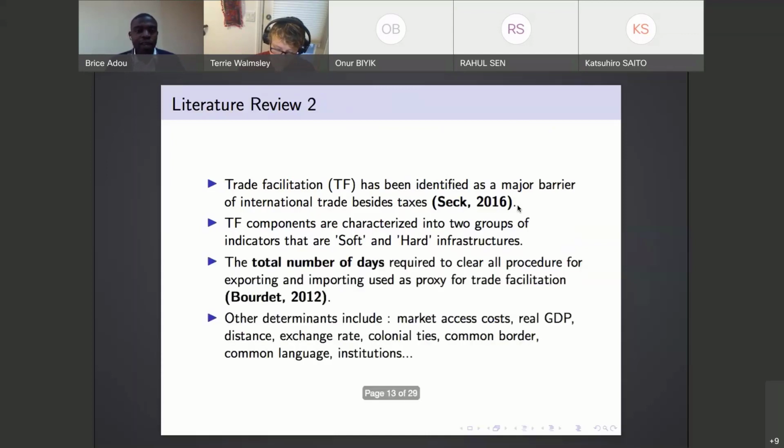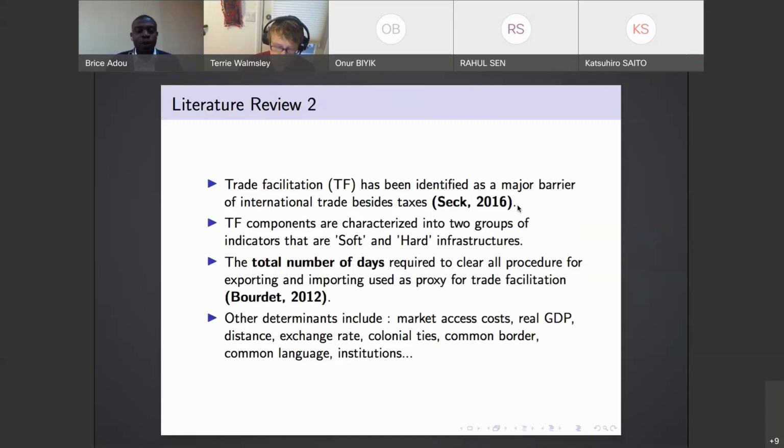For example, we have Boudet in 2012, who captured the total number of days required to clear all procedures for an exporting and importing country. They just use that as a proxy of trade facilitation. So we have numerous indicators for trade facilitation. We'll discuss that in the data part.